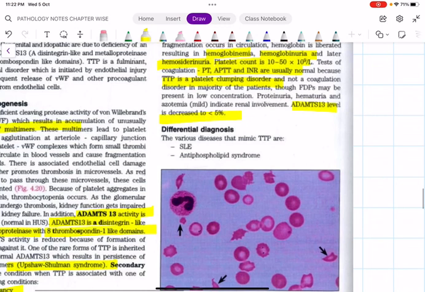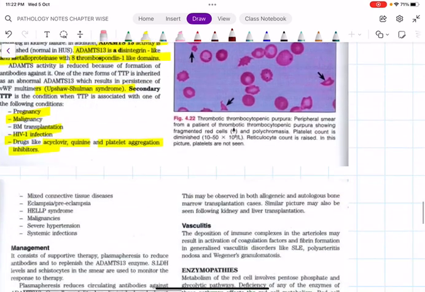What are the differential diagnoses you have to think of? When you suspect TTP, the first thing you have to rule out is HUS, because TTP and HUS mimic each other clinically and in the peripheral smear. The gold standard test to differentiate between these two is ADAMTS13. ADAMTS13 enzyme is completely normal in case of HUS. It will be diminished, less than 5%, in case of TTP. Another differential diagnosis to consider is SLE, number 1. Number 2, you have to consider antiphospholipid antibody syndrome.